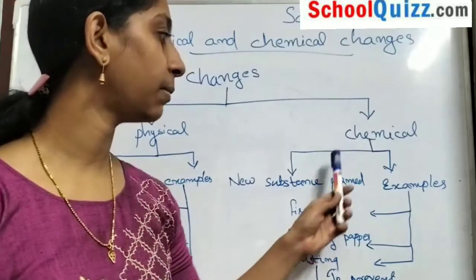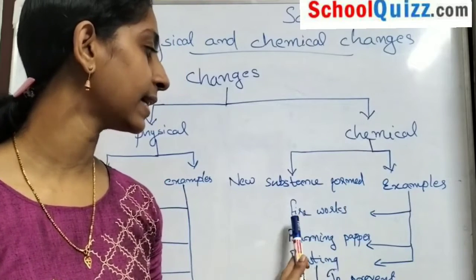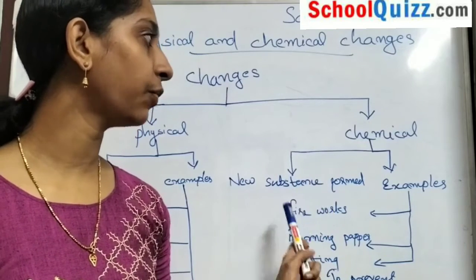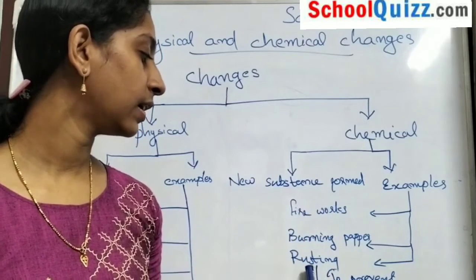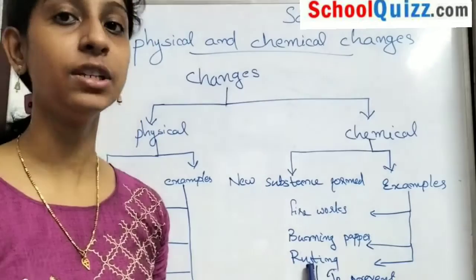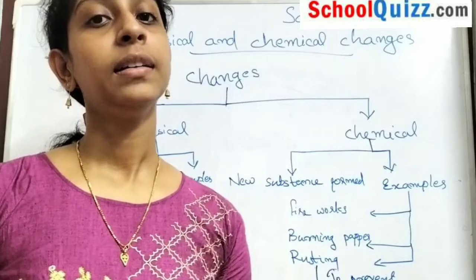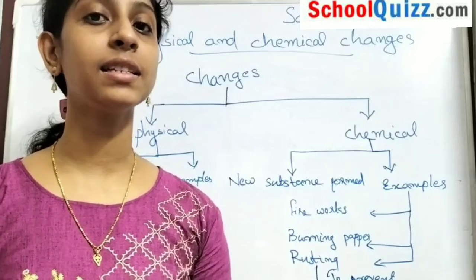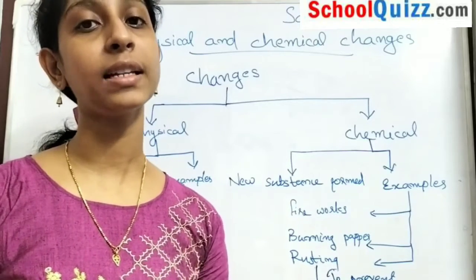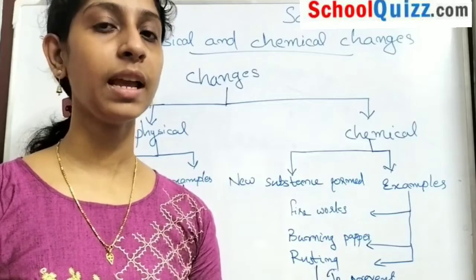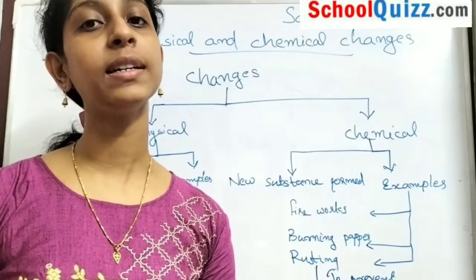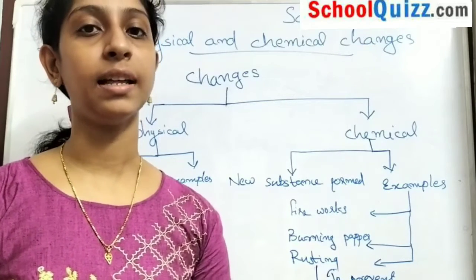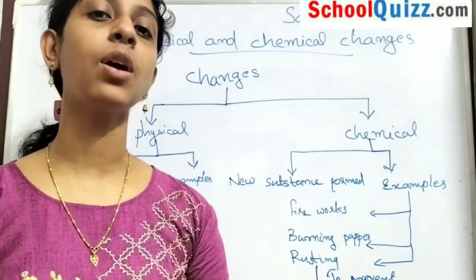Next, the examples of chemical change: fireworks, burning paper, rusting. In the case of chemical change, we study the example of rusting in detail. As we know, iron rusts when it is in contact with the atmosphere. In rusting, atmospheric water and oxygen are essential. The brownish color is known as rust. The process is known as rusting.